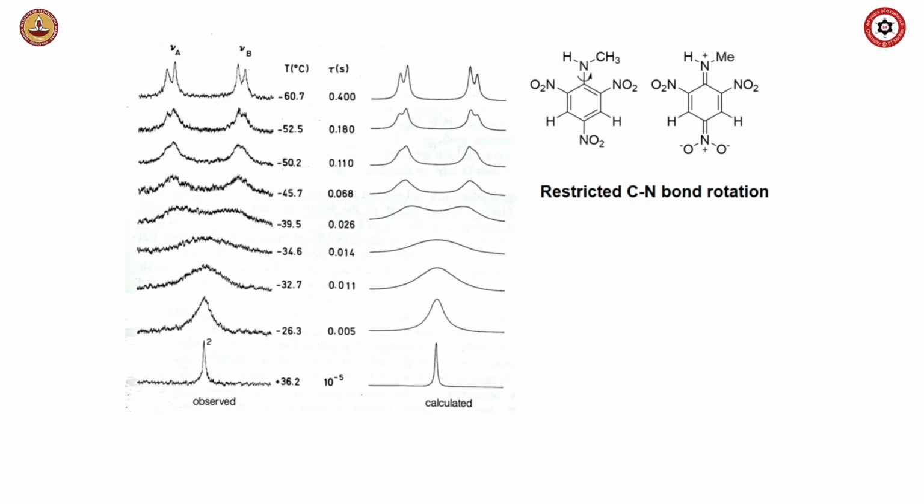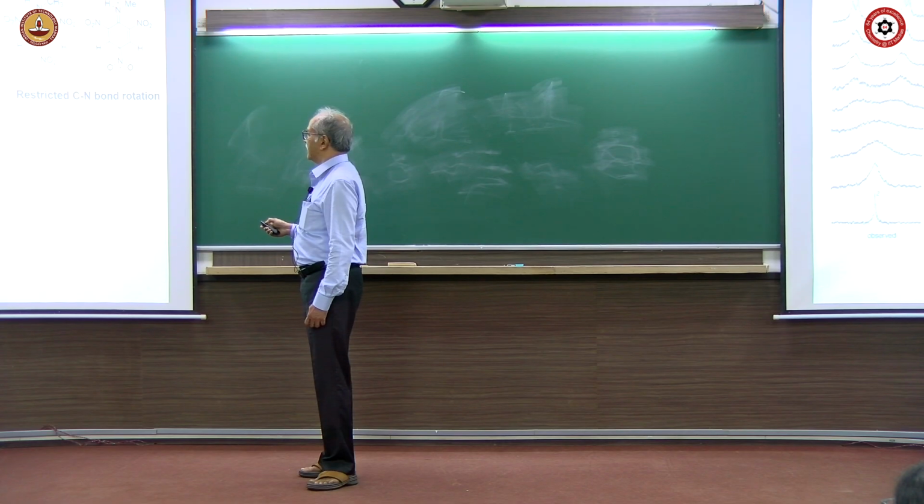You can see here a doublet of doublets. An AB quartet is what is seen here. The AB quartet is seen at minus 60 degrees when there is restricted rotation, and at room temperature, around plus 36 degrees, you see a sharp singlet. Because of the rapid rotation of the carbon-nitrogen bond, these two become equivalent and it gives a singlet here. This is a simulated, calculated spectrum. You can see nicely the singlet and the AB quartet for these two. The meta coupling is what is seen here.